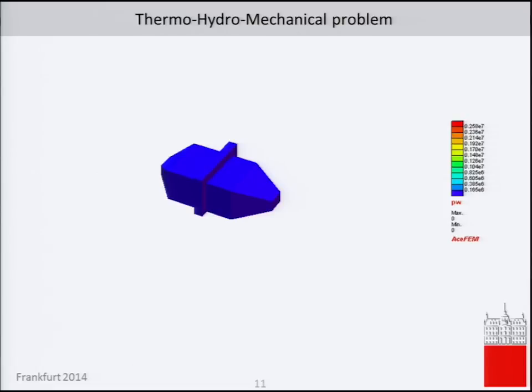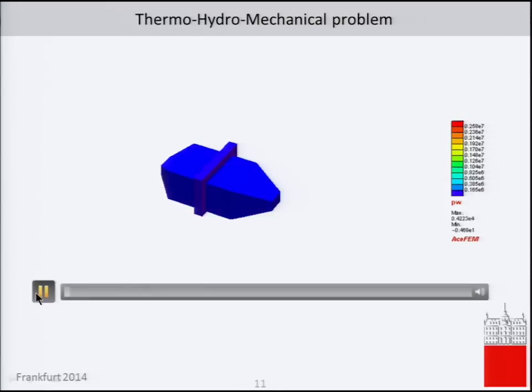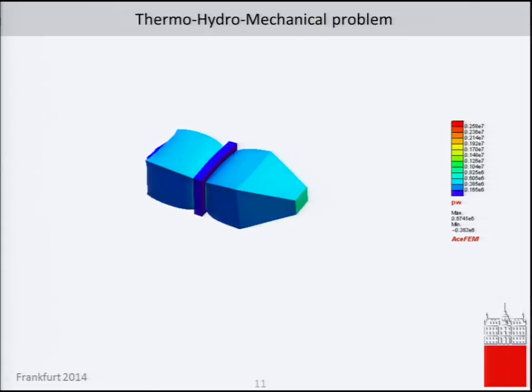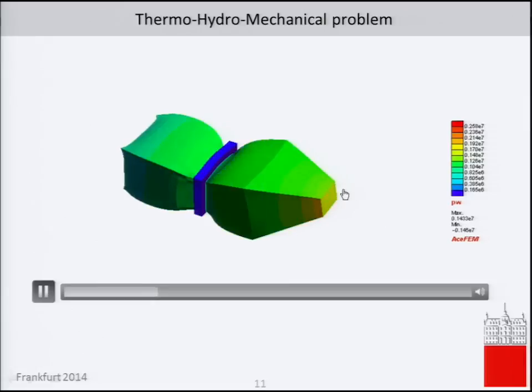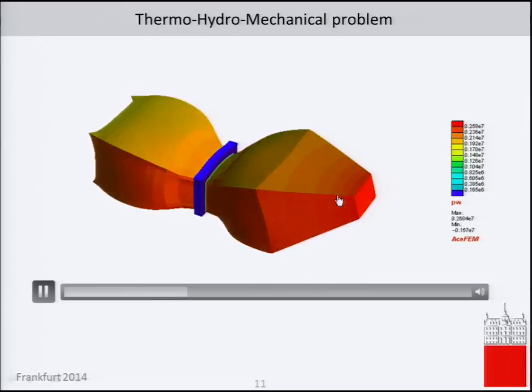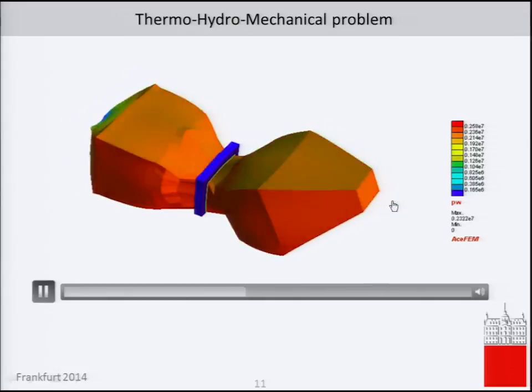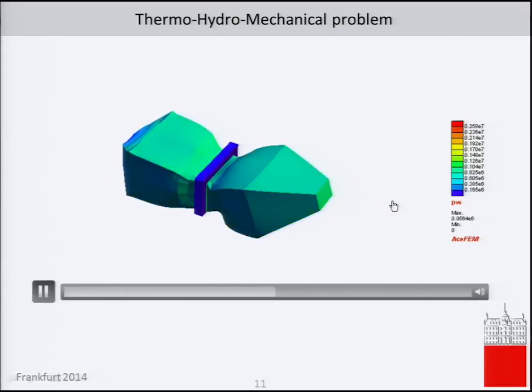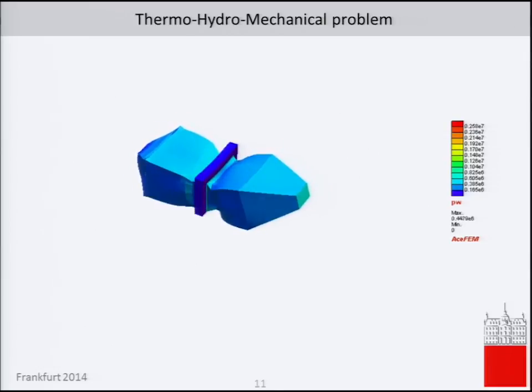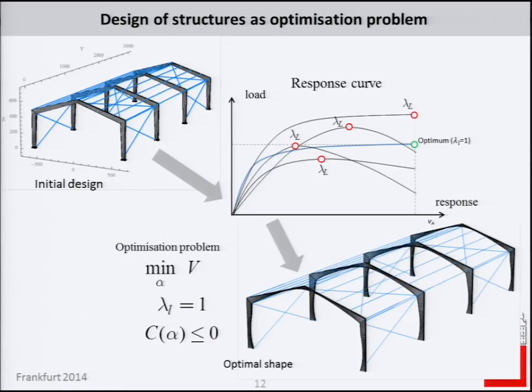Oh, and this here, maybe a little bit of movie. So it's a kind of sponge clamped in the middle, and we are putting a fluid inside at the end, so it gets gross, and then we release the valve and it goes back. So we have large deformations and pretty nonlinear response. Well, the second example I will present is design of structures as an optimization problem.